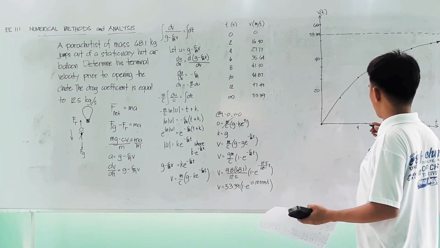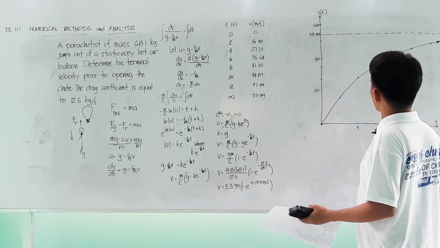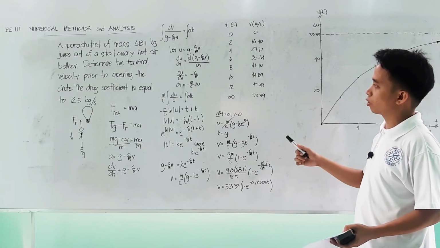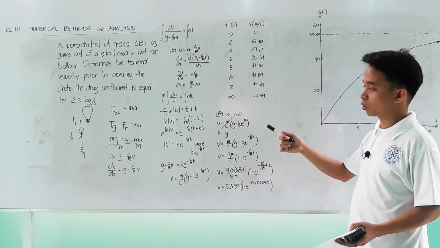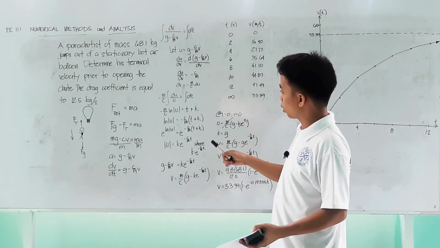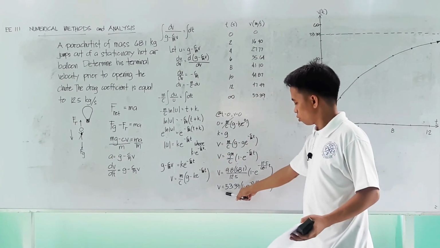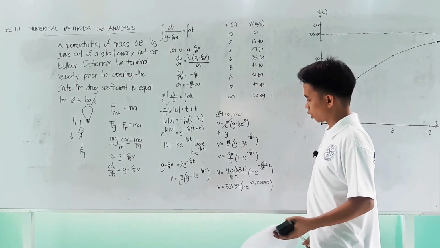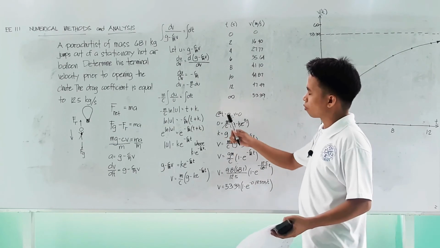Okay, so this is the analytical method of solving this problem. That is, we need first to come up with an expression for our v. So this time we've got the exact solution for our velocity.